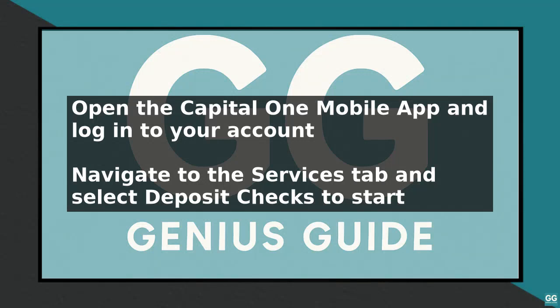To deposit a check with the Capital One mobile app, start by opening the app on your mobile device and logging into your account. Once you are logged in, navigate to the bottom of the screen and tap the Services tab. Then select Deposit Checks. On the Deposit Checks screen, you will see a list of your available accounts. Choose the account where you want to deposit the check by tapping on it.